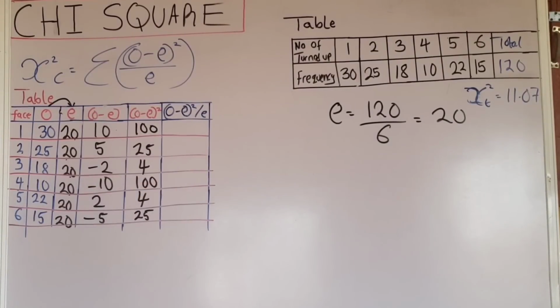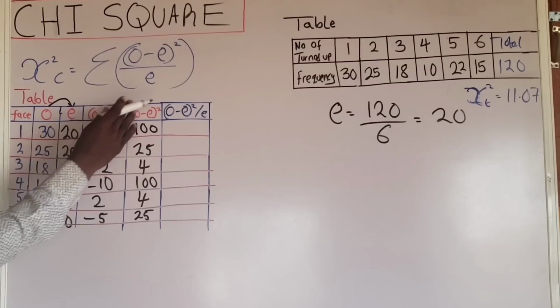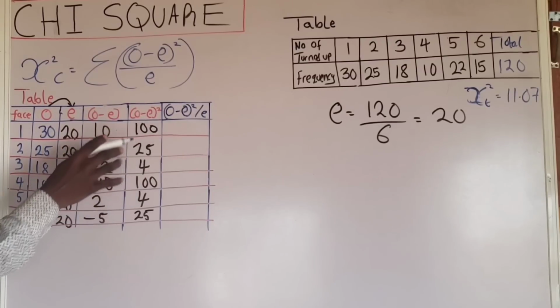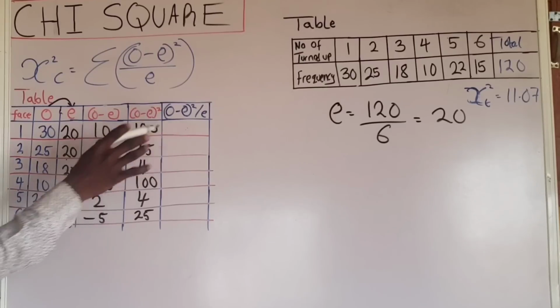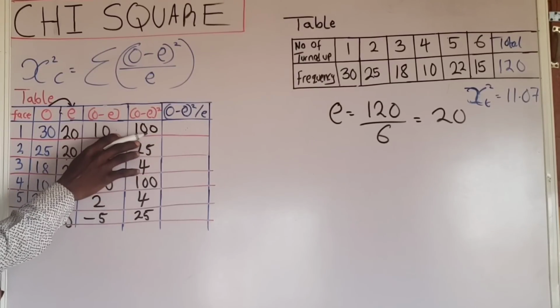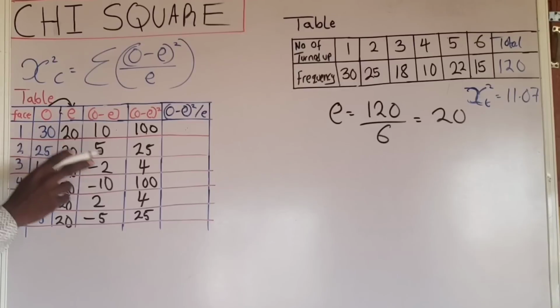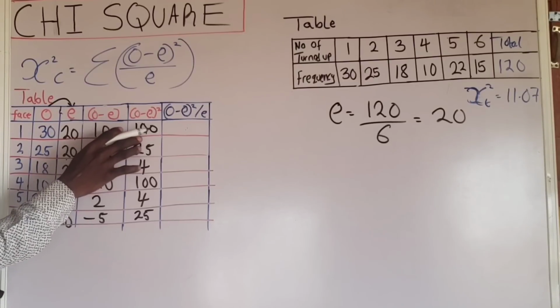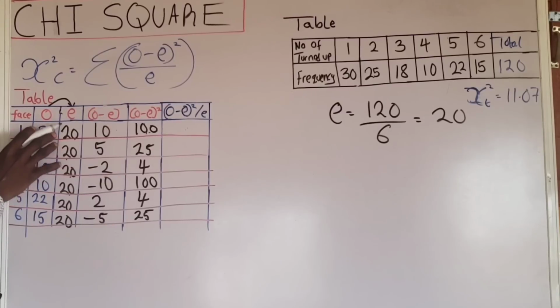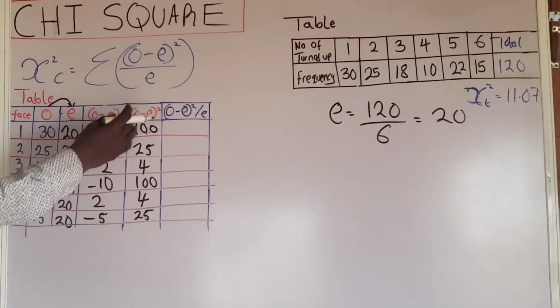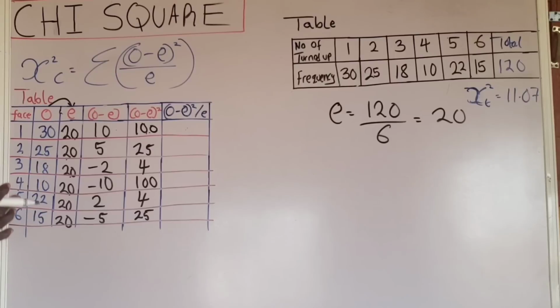You understand? Okay, we need to divide all this value by the expected value. Now let's start with these cells. 100 divided by what? That is 100 divided by 20. Okay, because the corresponding expected value for 100 is what? 20.